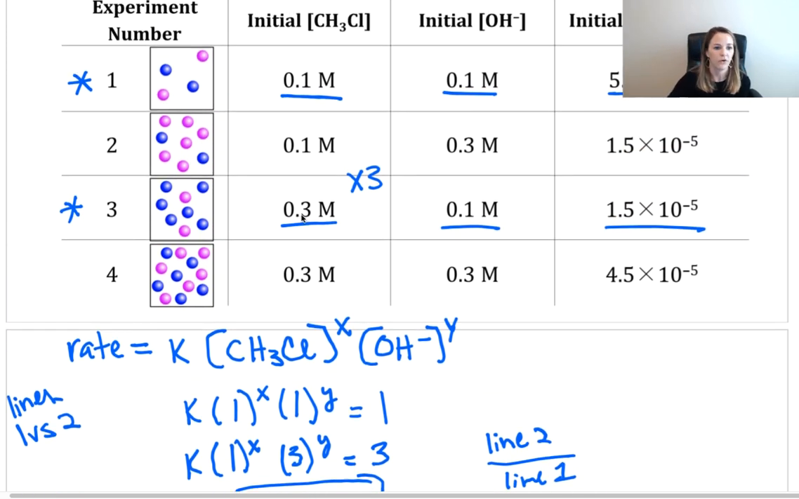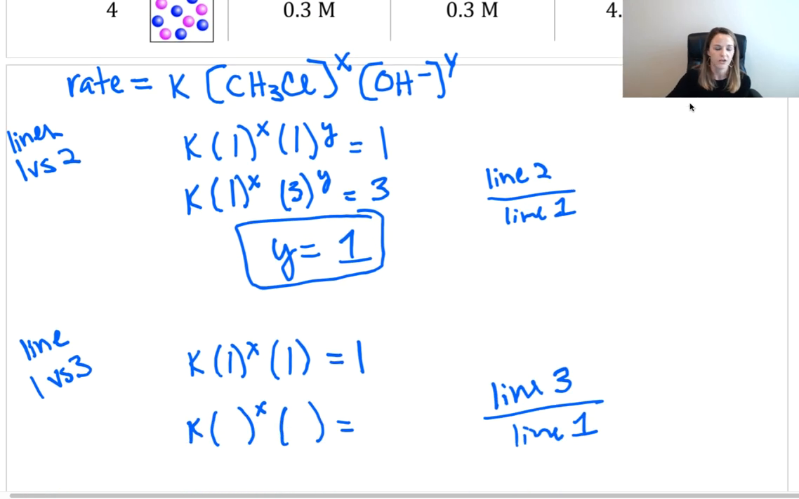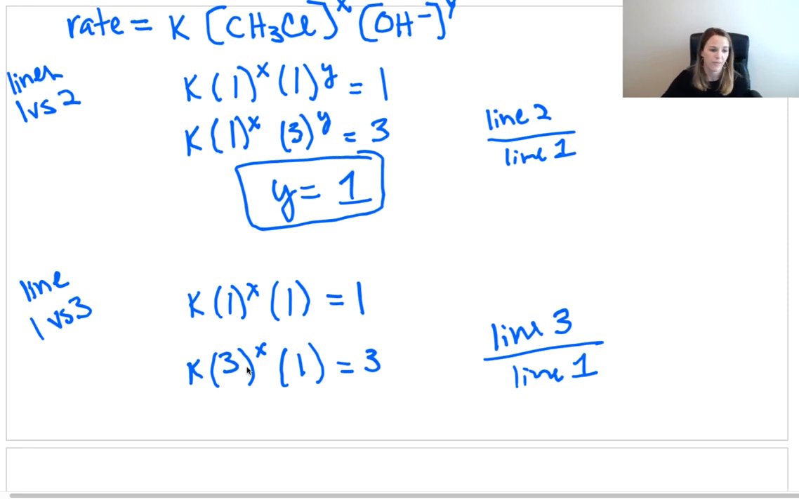So for our methyl chloride, this was a 3. 0.1 divided by 0.1 is 1. 1.5 times 10 to the negative 5 divided by 5 times 10 to the negative 6 is 3. So we end up having 3, 1, and 3. It's the exact same math as above, except we've just swapped the values for our methyl chloride and our hydroxide. So again, the only way mathematically for this to be accurate is if our value of x is actually equal to 1. So again, we've just figured out what our order of x and y is, which is fantastic news.